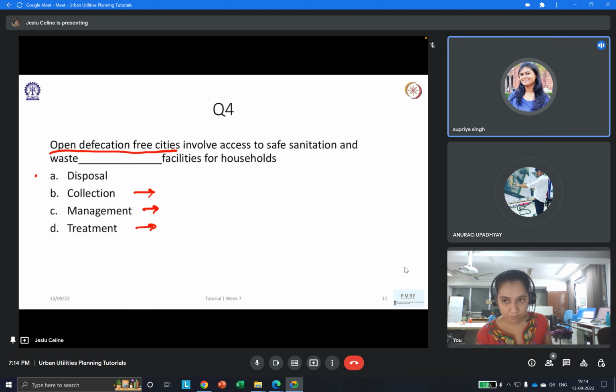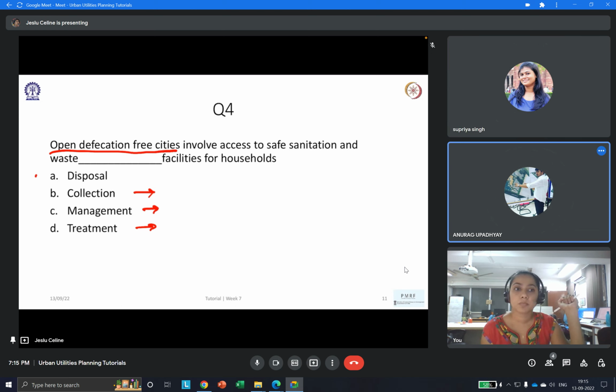No, if we go for the collection, if you are collecting the waste, then what are you doing with that? Exactly. Management is what you are managing. Waste management, sanitation and waste management facilities for households doesn't make any sense. Exactly. And for treatment, treatment is done at the last, like disposal after the sewerage. I mean, we have treated it to some extent so that it should be able to be disposed of, but the final problem lies with the disposal.